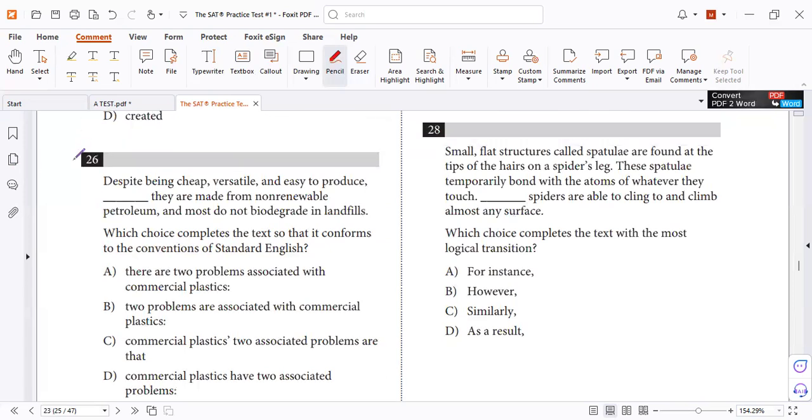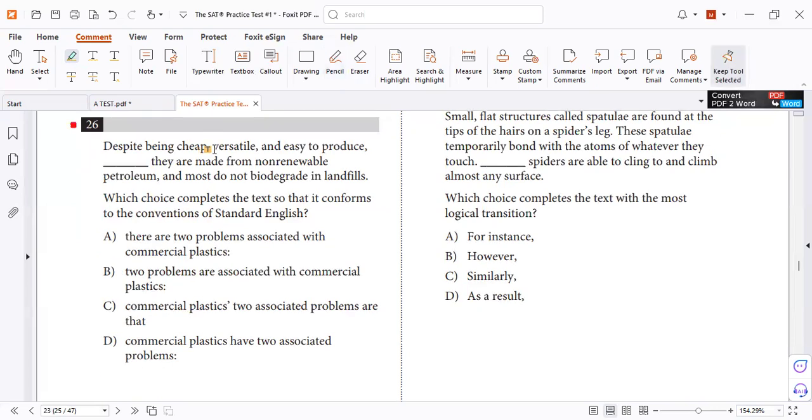What else? As you like, number 26. Despite... I think D. Do you remember the modifier? What is it, cheap and easy to produce? The problem, commercial plastic. The problems again, and the practice. That is correct. It's brilliant.